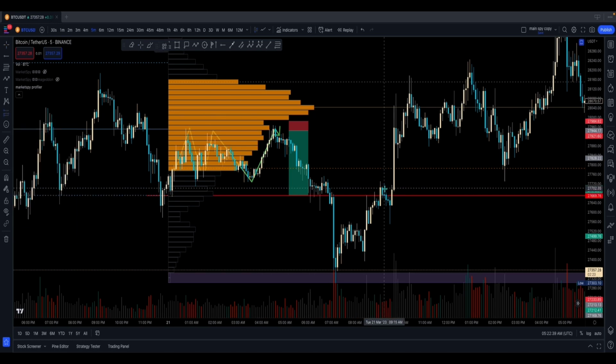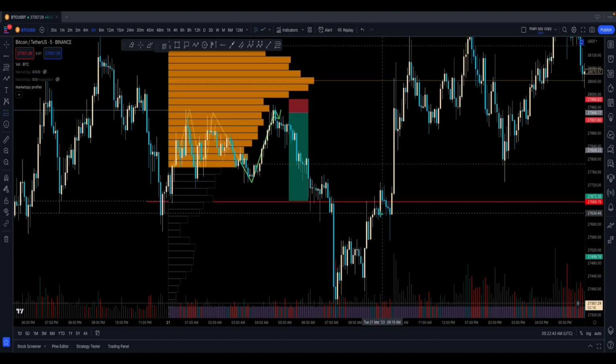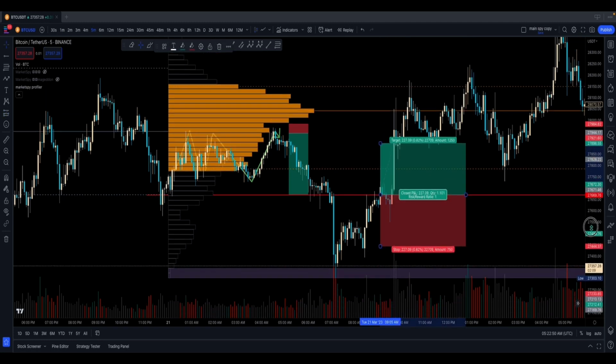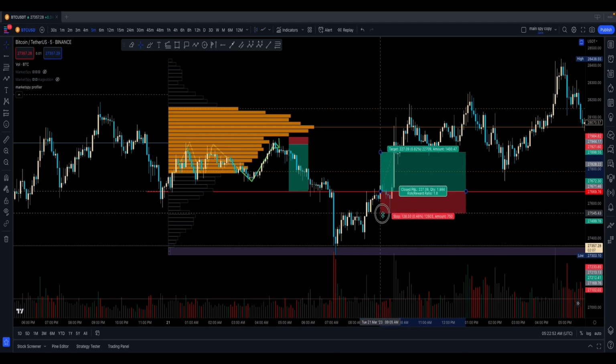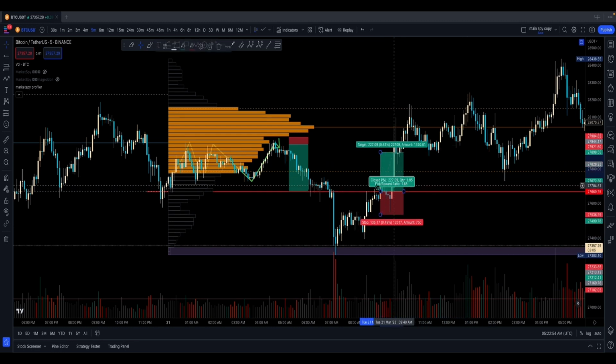15, 30, 45, 1 hour. Barely, but notice that candle closed up there. That is an hour. So what are we looking for? We're looking for a long. Again, do not worry about my stop placement. But where are we going long to?